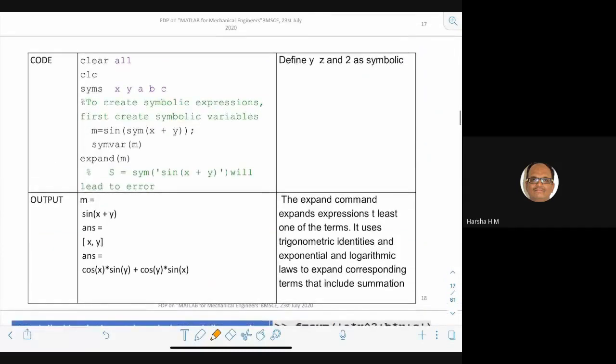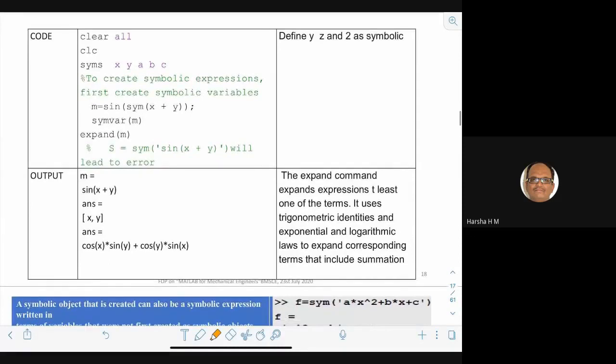Try to look at this code. I did it by cutting and pasting, so I might have made some mistakes here. I can correct it and send the PDF later. I'll just put the draft in the WhatsApp group also.